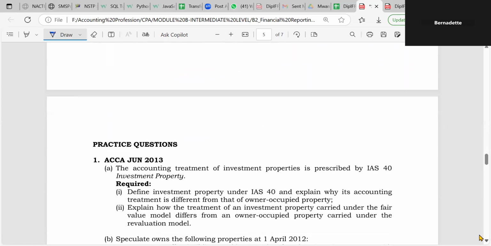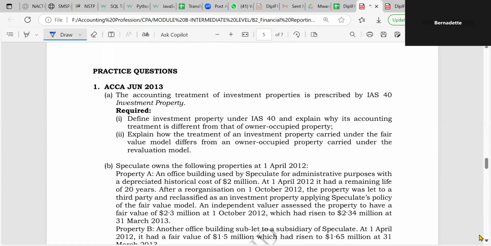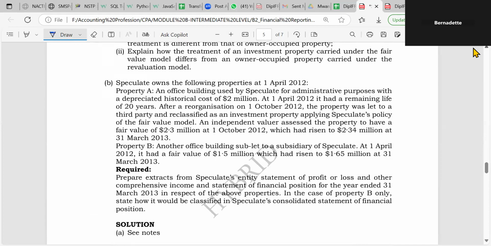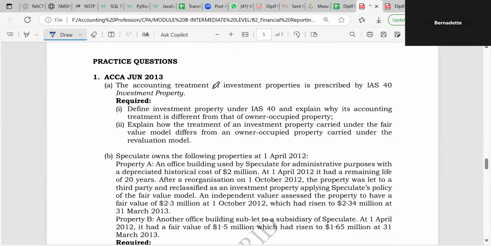Now you have the questions. For investment property, it's just very normal questions. Let's look at the questions at A and at B. At A, I think it's just about the words, right? Now you can see the importance of also understanding. If you do understand, you can just write: define investment property and explain why its accounting treatment is different. Different because we say that it generates cash flows that are largely independent of other assets. Then, explain how the treatment of an investment property carried under the fair value model differs from an owner-occupied one. You could explain, right?